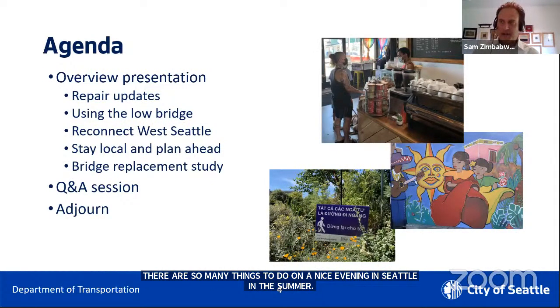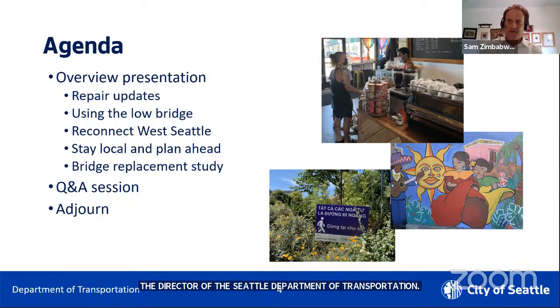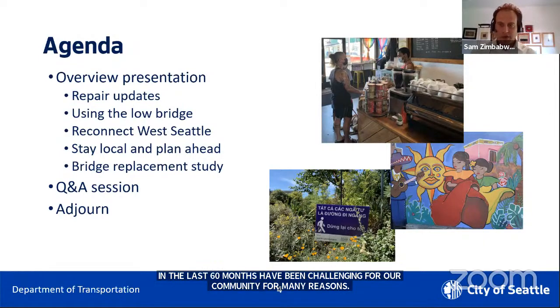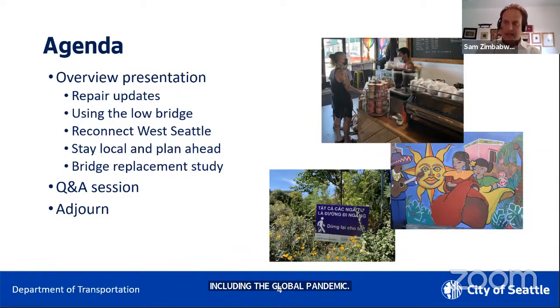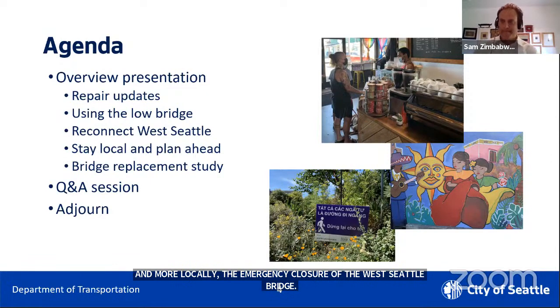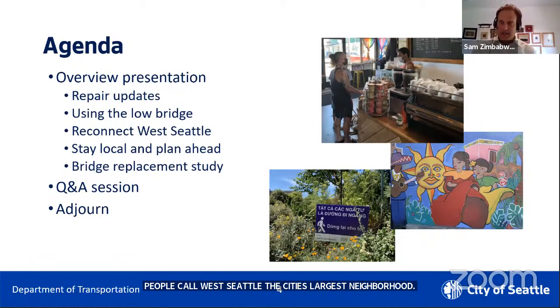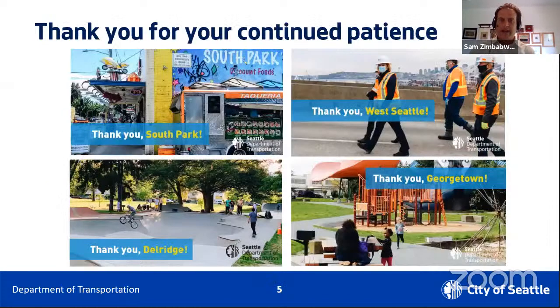I'm Sam Zimbabwe. I'm the director of the Seattle Department of Transportation. And the last 16 months have been challenging for our community for many reasons, including the global pandemic and more locally, the emergency closure of the West Seattle Bridge. People call West Seattle the city's largest neighborhood. It's true. It's such a tight-knit community. I'm a public servant. I'm here to serve tonight, but I'm also a West Seattle resident raising a family here in the neighborhood. That largest neighborhood also extends to all of the communities of the Duwamish Valley.